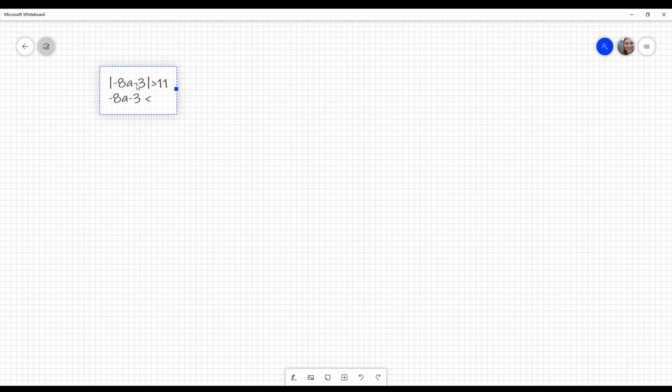Negative 8a minus 3 is less than negative 11 and negative 8a minus 3 is greater than 11. So when I write the negative version of our two equations, the inequality flips. Okay, so I want to get the a by itself. To do that, I need to get rid of that negative 3 and negative 8. I need to add 3 to both sides first.